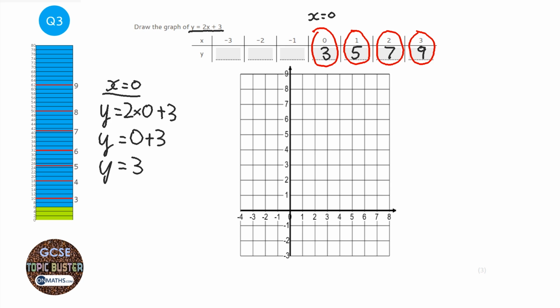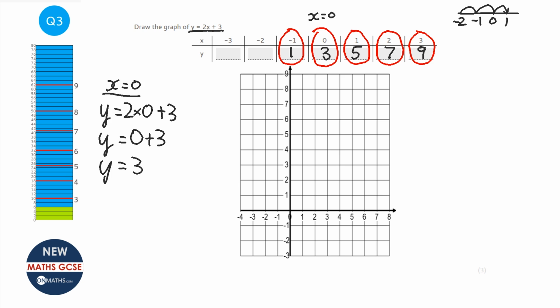Okay, and I always go back to the negatives because I can see a pattern with the positive numbers, so I can use that pattern to check that I'm doing this right. So 2 times minus 1, well, positive times a negative is a negative, so that's minus 2, and minus 2 plus 3, well, if I just use the number line, is 1. And I can notice that they're going down in 2s, so 9, 7, 5, 3, 1.